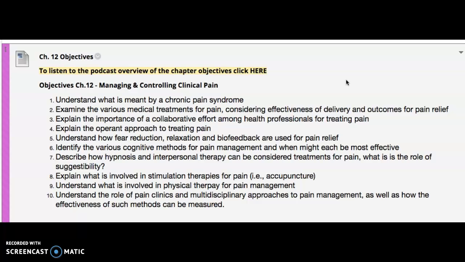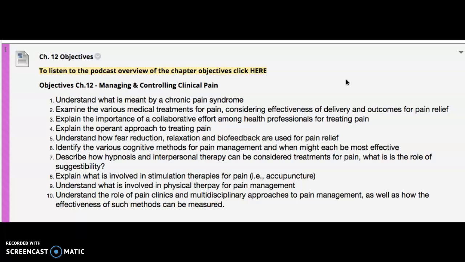Looking to explain also what is involved in stimulation therapies for pain. Stimulation therapies are things like acupuncture or acupressure, TENS units that basically detract from pain by drawing the muscle attention elsewhere, or the nerve sensation and nerve stimulation elsewhere, drawing it away from the source of the pain, into somewhere else. So these can be effective as well.